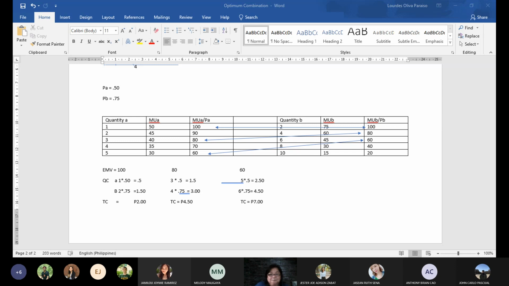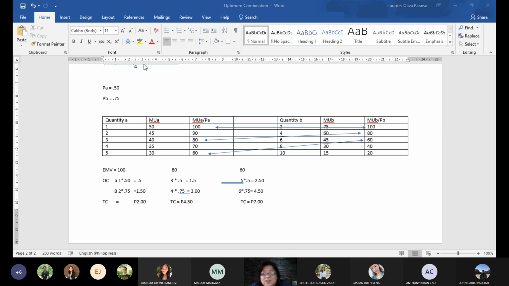Ano? Ano sagot? 3. What is the equimarginal value? What is the equimarginal value? 80, di ba? Ay, nako. Ayan o. Oh. 3 pesos ang cost of good B mo. Tapos ang budget mo, 4 pesos and 50 centavos. Anong equimarginal value yon? Yun yung 80. Diba? Oh, maliwanag na?